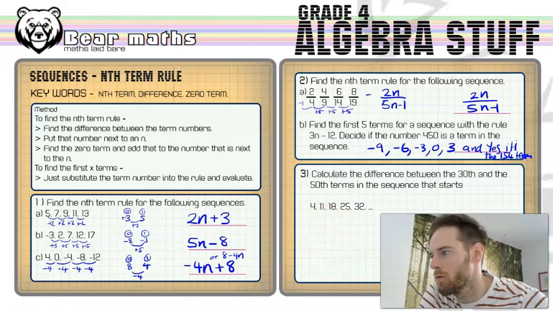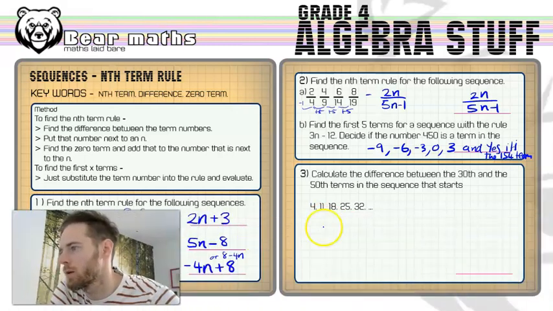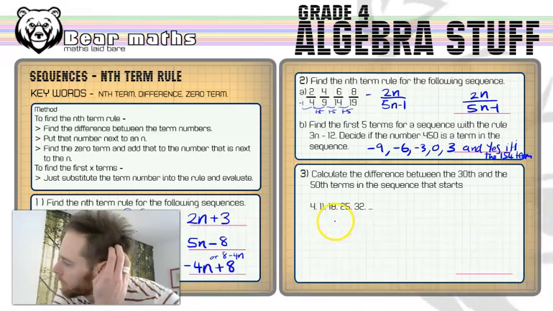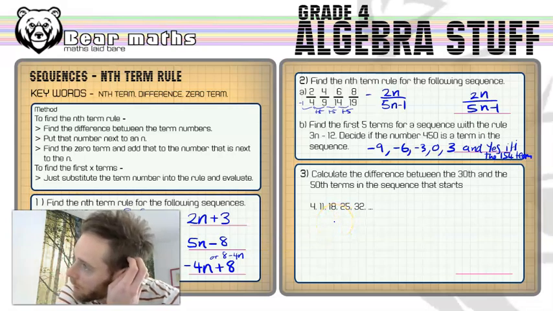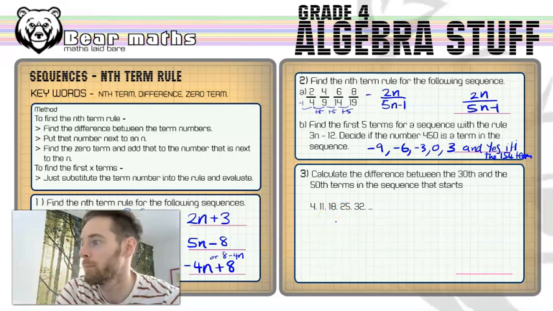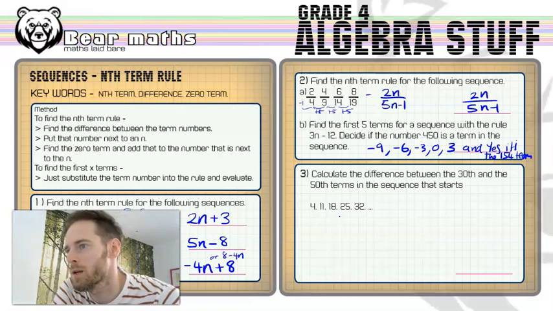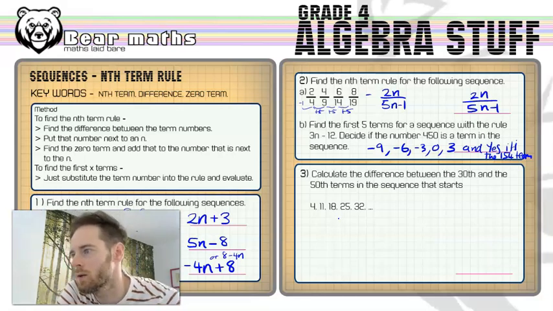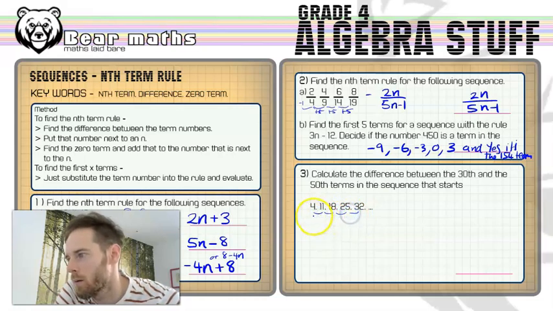So I'm going to move myself over there to look at question number 3. Now this is where the finding the nth term rule comes in really, really handy, and understanding how to do what we did in part B of question 2. So calculate the difference between the 30th and the 50th terms in the sequence that starts with these numbers. So we're going to go and see what the difference is again. So we've got plus 7, plus 7, plus 7, plus 7. Every time we're doing it, we're adding 7.